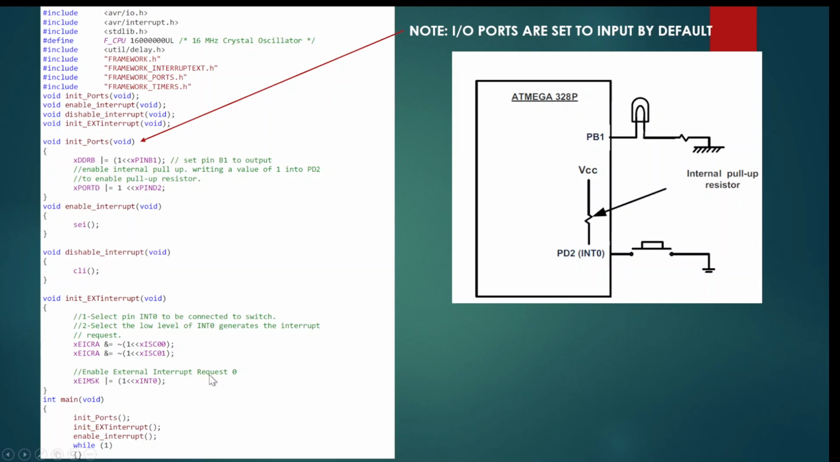Next, we have to tell the interrupt that we are going to work with INT0. So we enable INT0, because we could also be working with INT1 if we wanted to use another pin. But anyhow, here we decided to use INT0. Then in the main, we just have init ports, init interrupts, and we're good to go.